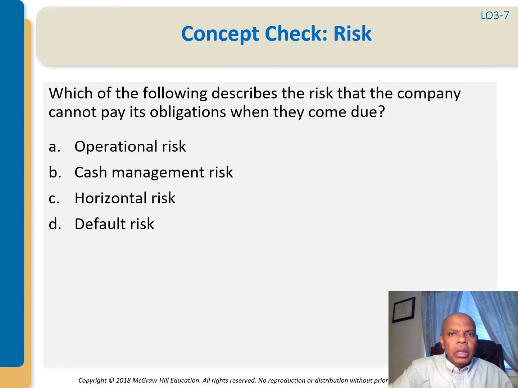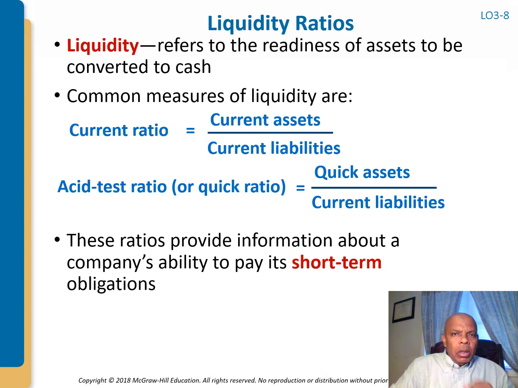Okay, the concept check. Again, risk. Which of the following describes the risk that the company cannot pay its obligations when they come due? Is it operational risk, or cash management risk, or horizontal risk, or the default risk? It's the default risk. You cannot pay. If you cannot pay, that's the risk of defaulting. Okay, so let's go to the next one.